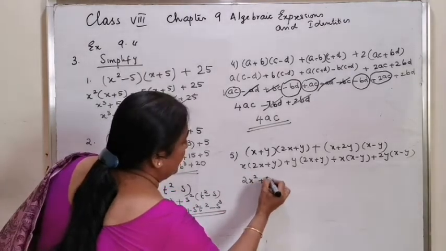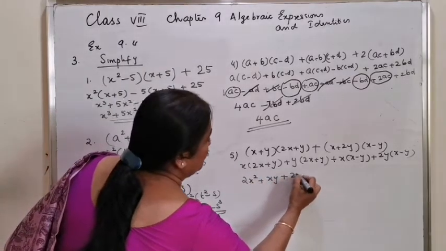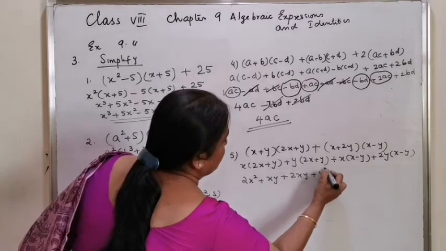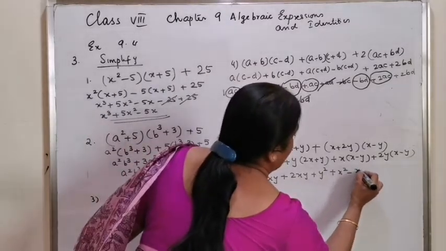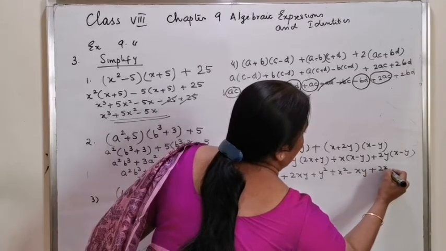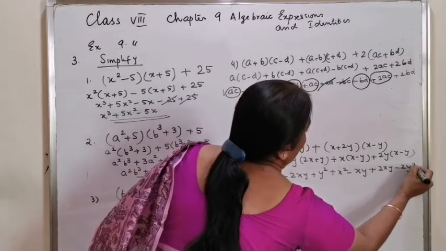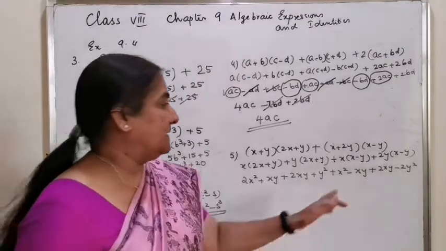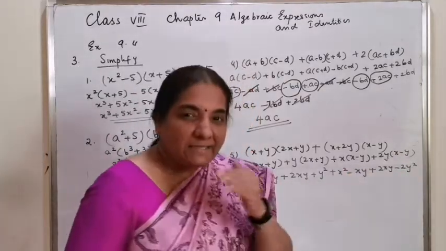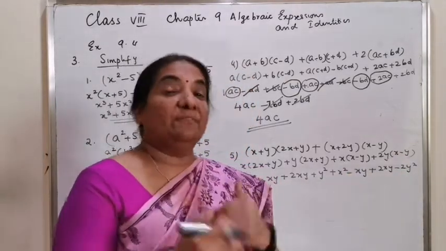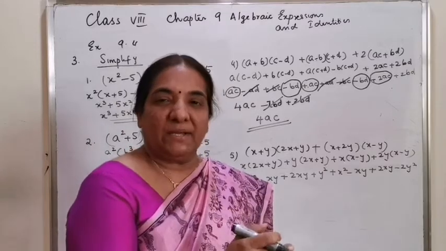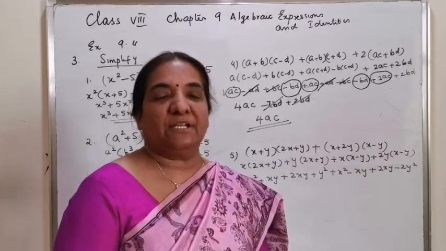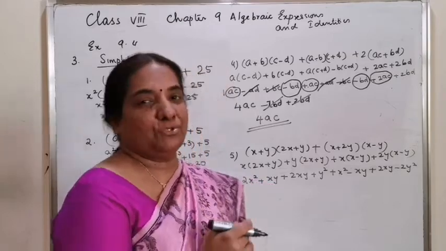2x square plus xy plus 2xy plus y square, plus x square minus xy plus 2xy minus 2y square. Try to write the letters in alphabetical order, even if it is yx, so it will be very familiar to you. Instead of writing yx, if you write xy, since multiplication is commutative, it will be in a very familiar form to you.